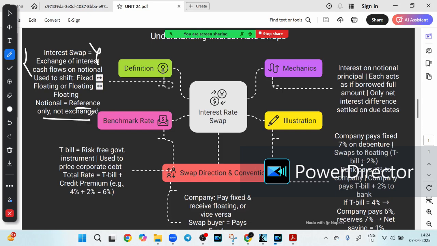Now friends, let's look at the financial benchmarks and interest rate swaps. Very, very important. In the world of finance, benchmarks are the heartbeat of the interest rate swap. They help determine how much interest is paid or received and by whom. Let's break this down beautifully. First of all, we have the INR benchmarks. These are commonly used interest rate references in rupee swaps.